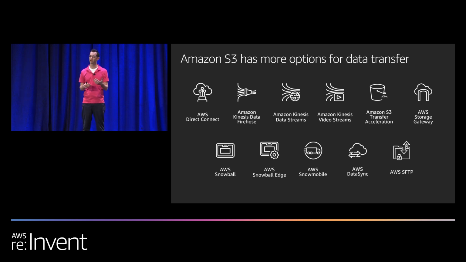The other one I'll highlight is the ability to physically transfer data to AWS. So when the network connectivity is not there, and when it would actually be quicker to ship the data, you've got Snowball, Snowball Edge, and Snowmobile. So you've got all those as options as well.